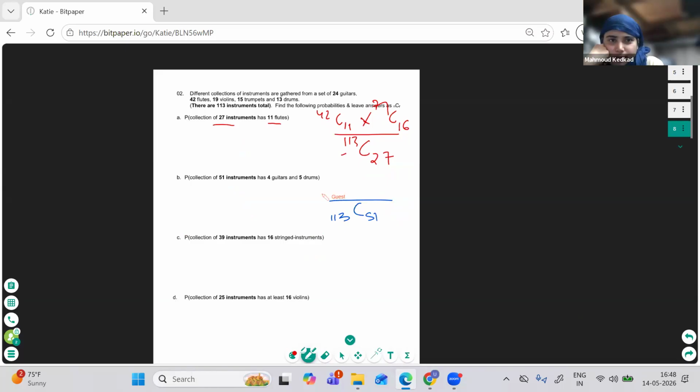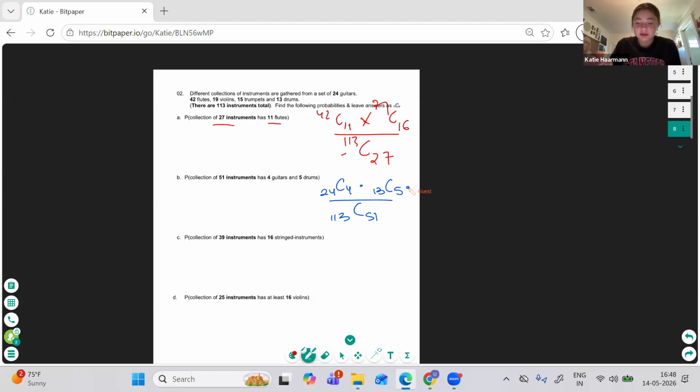Okay, and then five drums. And then from the 51, would you subtract the 24 and 13? Let me see here. Momo has 4 guitars and 5 drums. Yes. Okay.